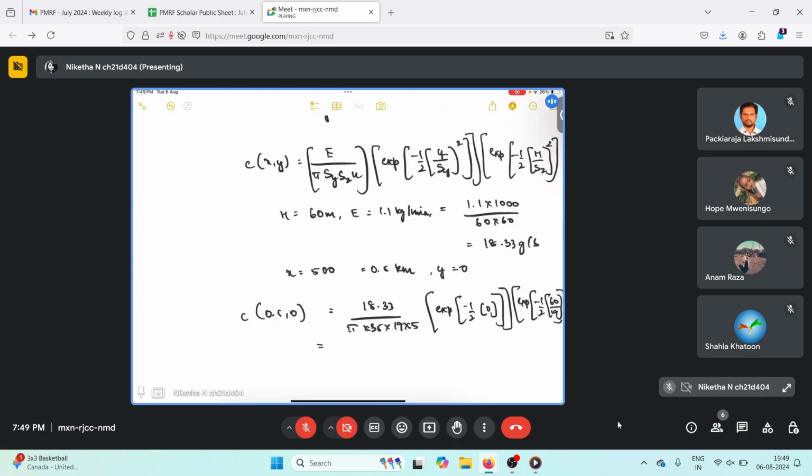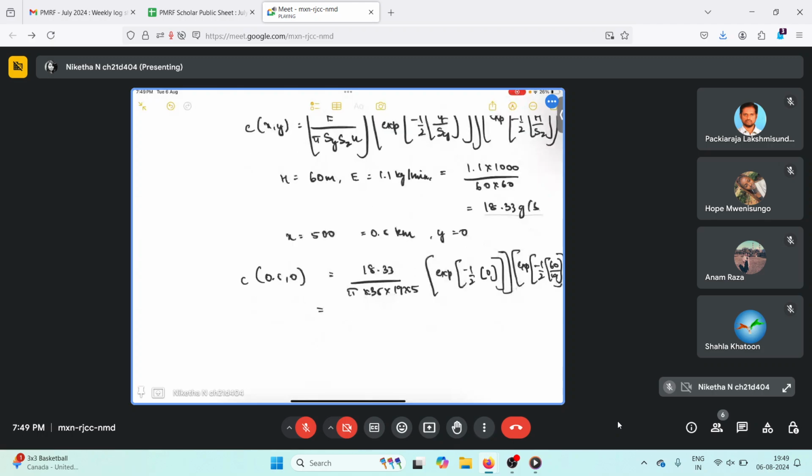Can you tell me what's the answer? Final answer? Can you all just calculate and tell me? Okay, so the answer is 11.9 into 10 power minus 6 grams per meter cube.